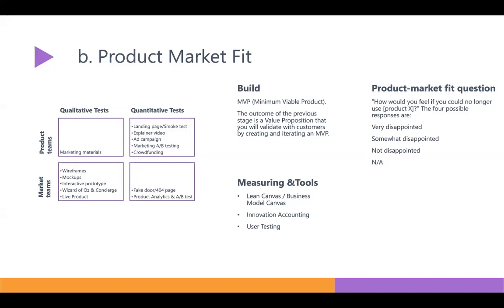Sean Ellis, for example, who is the CEO of Growth Hackers, developed a survey question to assess your level of product market fit. And in the survey, Sean Ellis was asking the users of his product the question, how would you feel if you could no longer use the product? And the four possible responses are very disappointed, somewhat disappointed, not disappointed, and NA. And it's interesting that Ellis found that products for which 40% or more of users replied very disappointed tend to have product market fit. Now, there can be some variability in that threshold based on the product category, but it is a good general rule of thumb. We also use tools like Lean Canvas, Business Model Canvas, Innovation Accounting, and user testing.